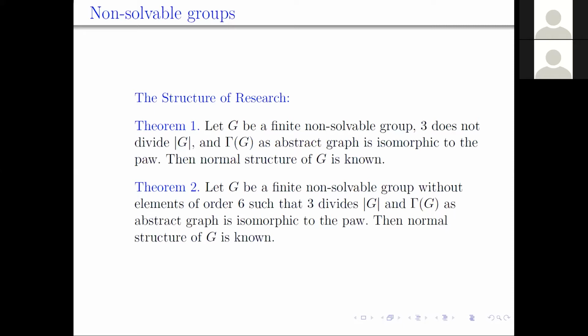Theorem 1 and Theorem 2 together described the non-solvable group G without elements of order 6, and Gamma of G as an abstract graph is isomorphic to the PO.